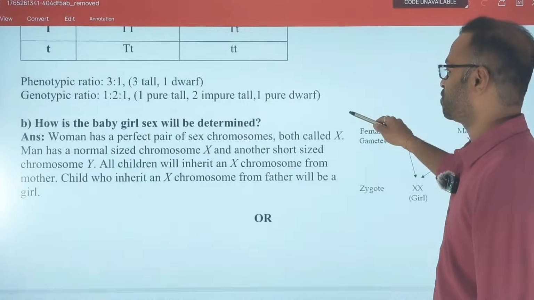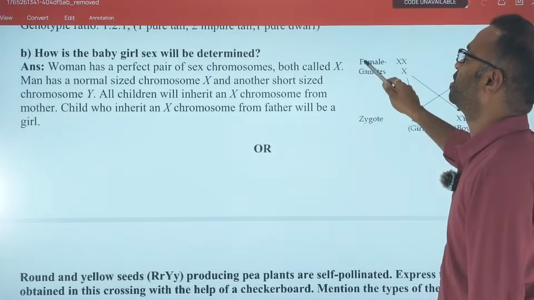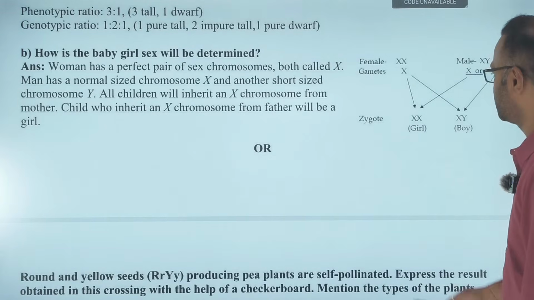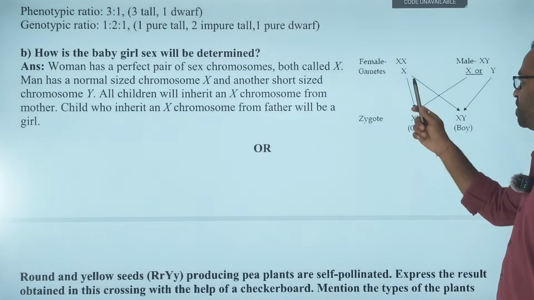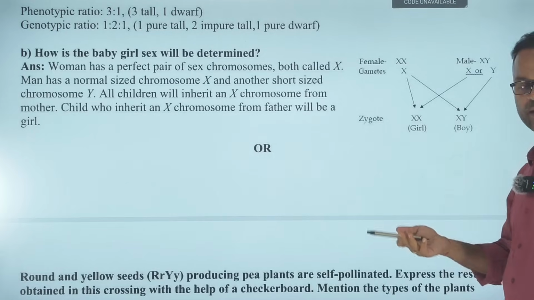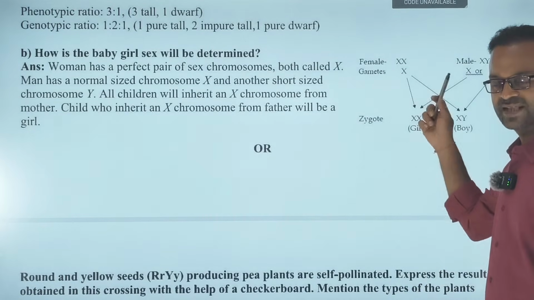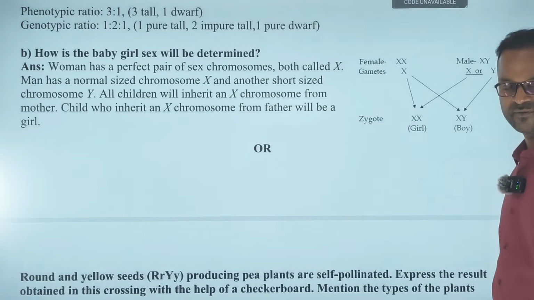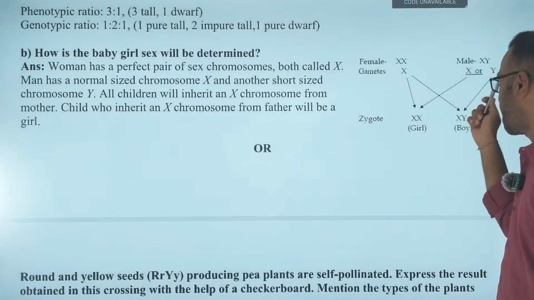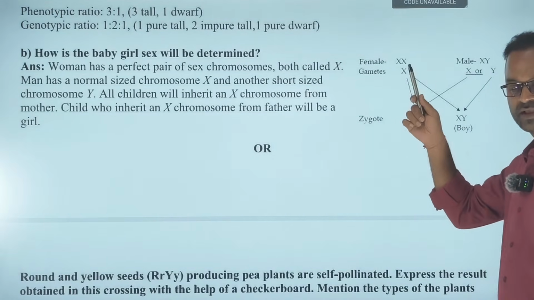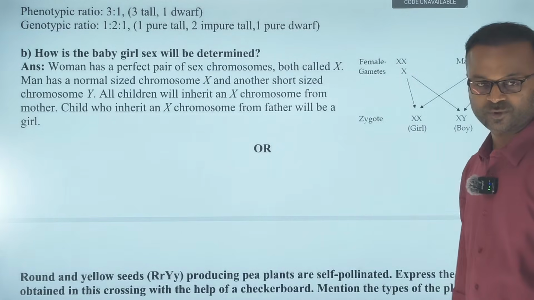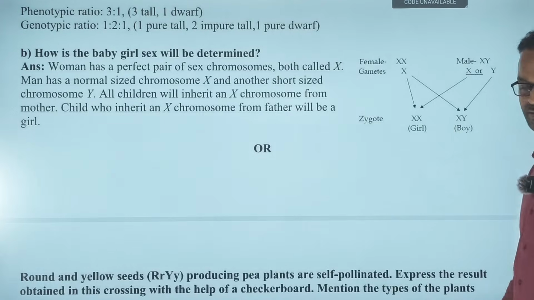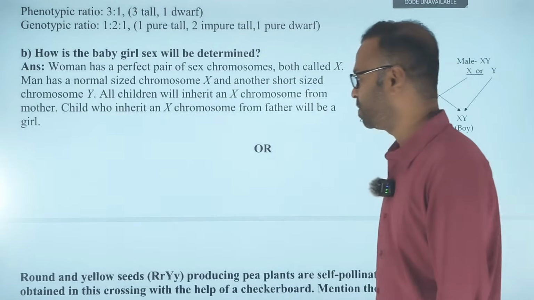Now next sub question: how is the baby girl's sex determined? Because of the father only, right? Yes, because in the male XY chromosome will be there. Female, any egg if you take, it will have only X chromosomes. If the X chromosome of the male sperm fuses with the X chromosome of the egg, definitely it will be the baby girl. And if the sperm carrying the Y chromosome fuses with the X chromosome of the egg, definitely it will be the baby boy. So the percentage will be 50-50 chances, so that they can give rise to a baby boy or a baby girl.